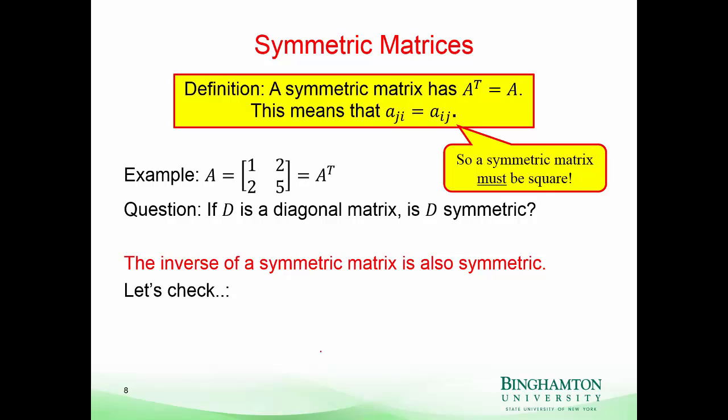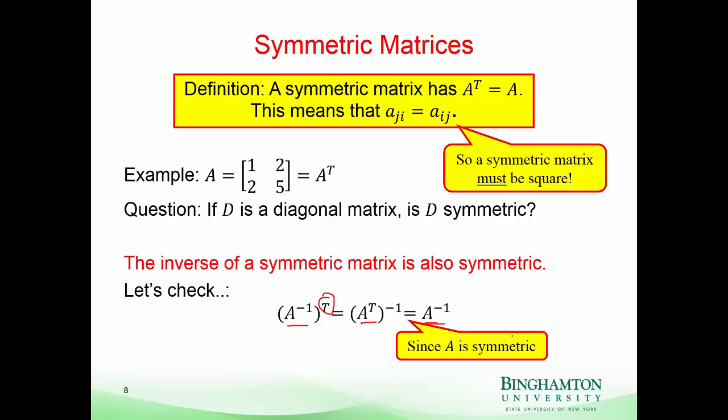We also know that the inverse of a symmetric matrix is also symmetric. So let's see if we can check this. So A inverse transpose: we know that we can interchange the transpose and the inverse. Therefore, since A is symmetric, we can replace A transpose by A. And notice that we have now shown that the transpose of A inverse is equal to A inverse. Therefore, A inverse is symmetric.